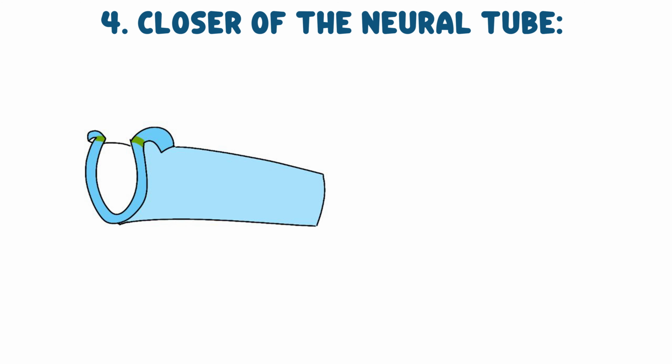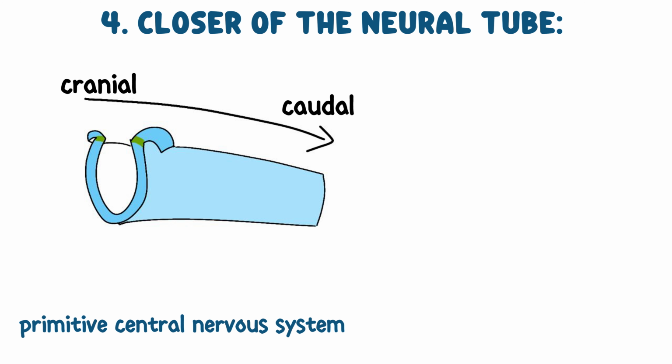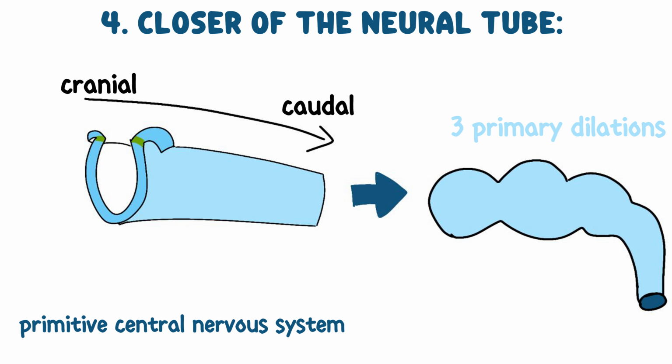Closure of the neural tube. The neural tube closes in a cranial to caudal direction, completing the formation of the early central nervous system. As this occurs, three primary dilations, or vesicles, develop at the cranial end of the tube.